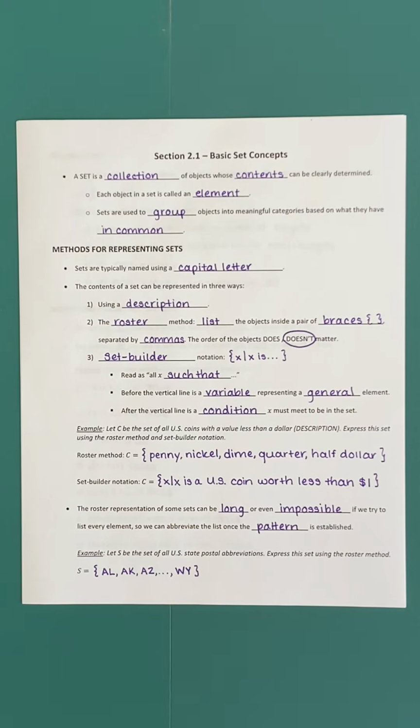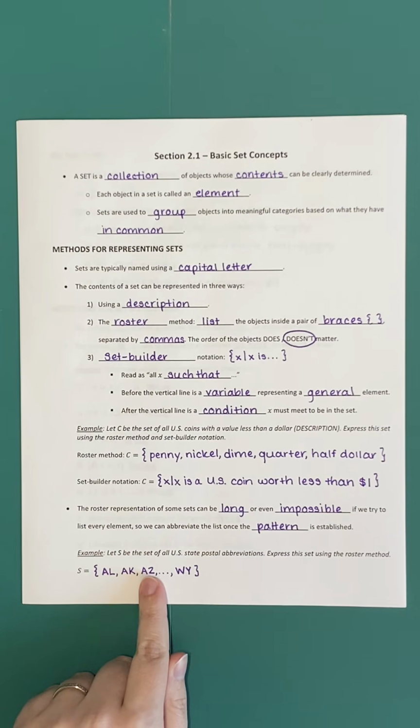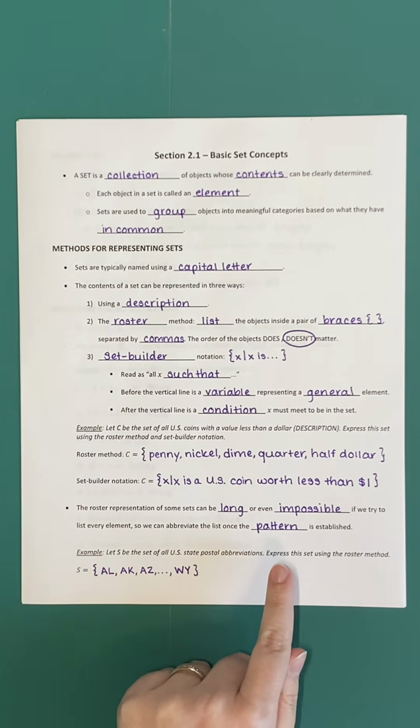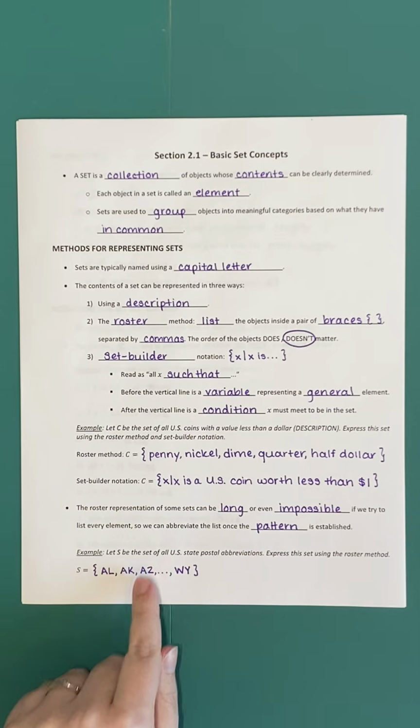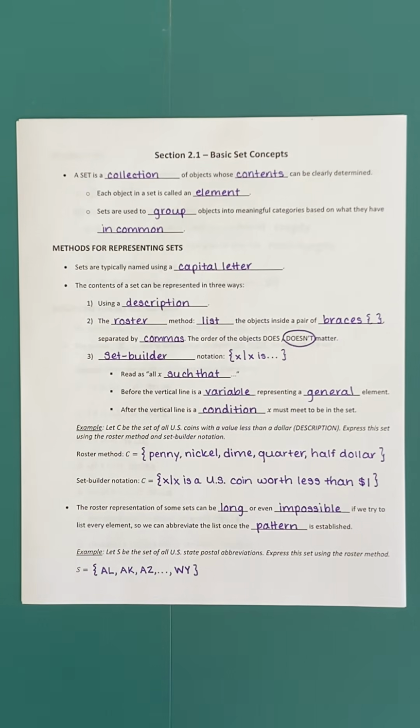Now, in order to establish a pattern, the general rule is you want to have at least 3 things listed out. 3 things is typically enough to establish a pattern. 2 is usually not. So if we're going to list out the first 3 states' abbreviations, Alabama, Alaska, Arizona, that's going to be AL for Alabama, AK for Alaska, and then AZ for Arizona. Once we have these 3 elements listed, we've established the pattern for the contents of this set. So after we list the 3rd element, we can use the ellipsis symbol to just indicate that the pattern continues in that same fashion. Now, what we do after the ellipsis depends on the type of set we're looking at.